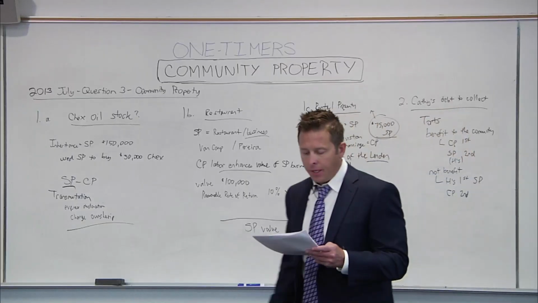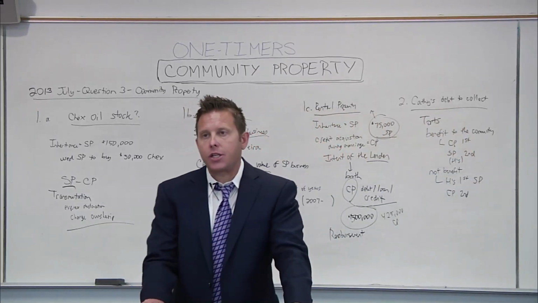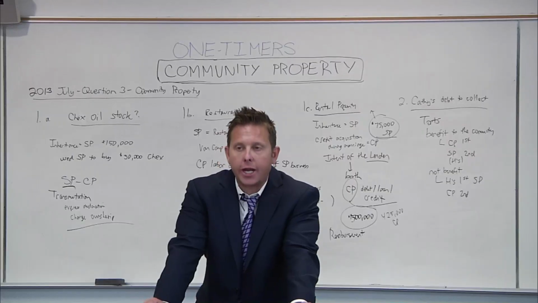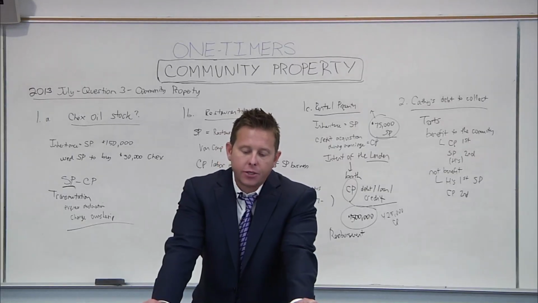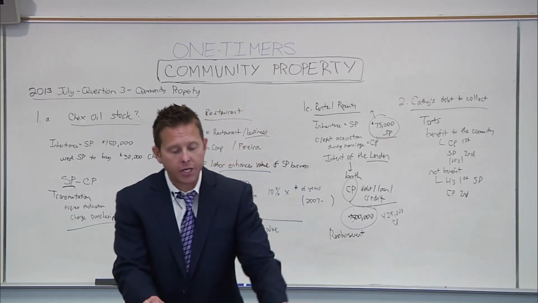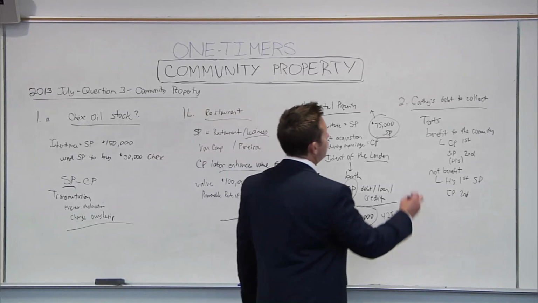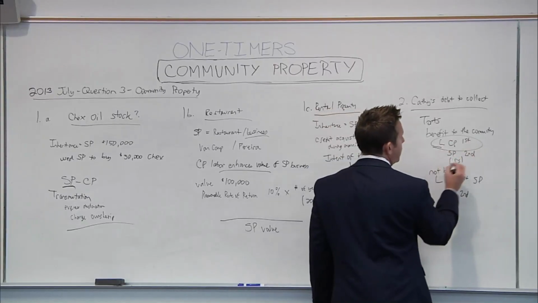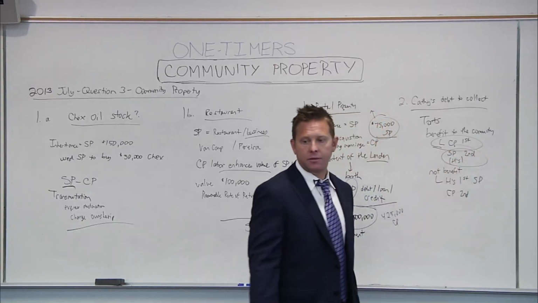As we can see, she tripped at the restaurant. What's the restaurant? It's their restaurant. He's working in it. It's clearly for the benefit of the community. So therefore, when she obtains a judgment against Hank for the injuries, she'll be able to reach the community property first, Hank's separate property second.